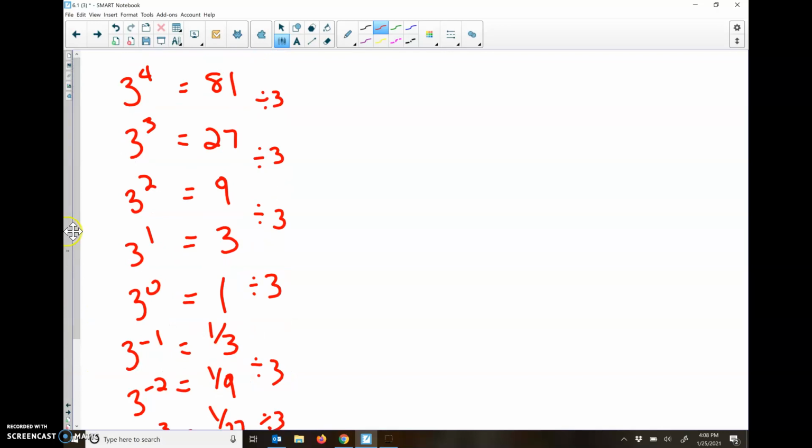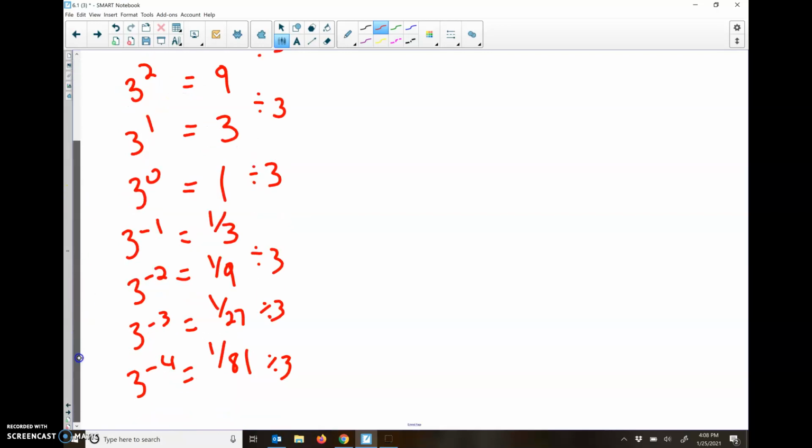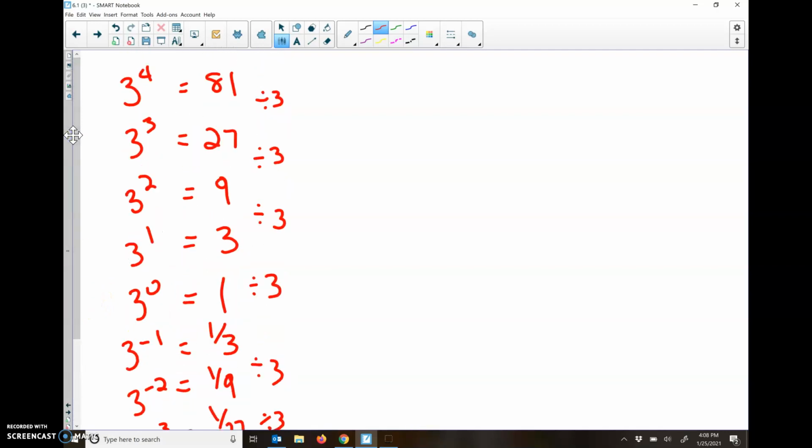You can either continue the trend, or the fast way that I like to think about it is 3 to the fourth is 81, so 3 to the negative fourth is 1 over 81. 3 to the negative third is 1 over 27, because 3 to the positive third is 27. 3 squared is 9, so 3 to the negative squared is 1 over 9. 3 to the first is 3. 3 to the negative first is 1 over 3. Okay, so some tips there for when you deal with negative exponents.